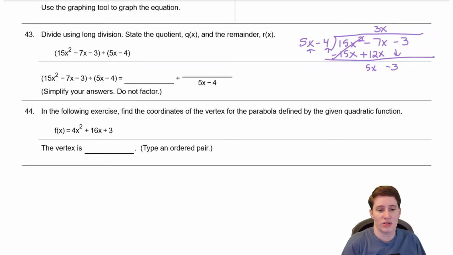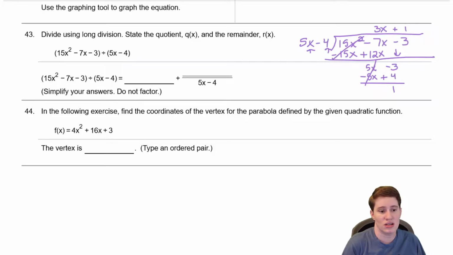So now I start over and say, okay, how many times does 5x go into 5x? And that is just one time. So I do 5x times 1 and get 5x, but I subtract it. Negative 4 times 1 is negative 4, but I subtract it, which is a plus 4. And so those cancel. I get 1 for my remainder.